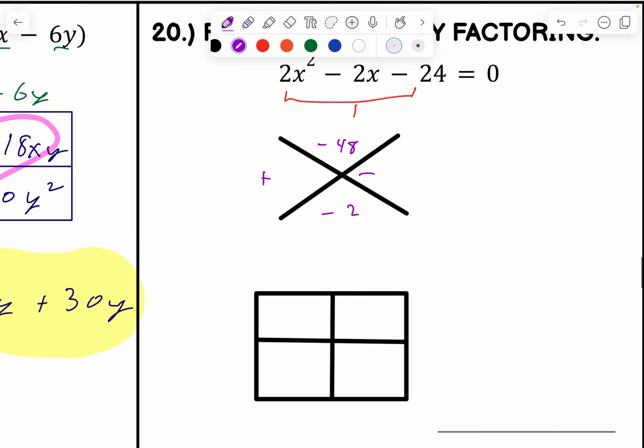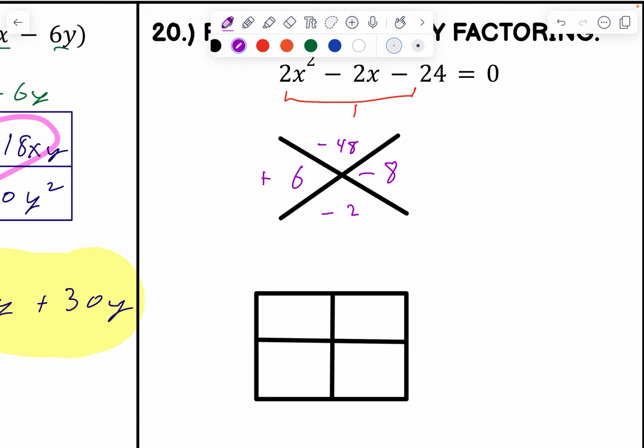And I'm trying to think, what numbers give me negative 48, but they're going to add up to negative 2? What could it be? If you can't think of these, guys, you do have your times tables available to you. You have your calculators available to you. And I'm not going to take a long time to do this because I already know that 8 times 6 is going to give me 48. I know that if I make it a positive 6 and a negative 8, it checks out.